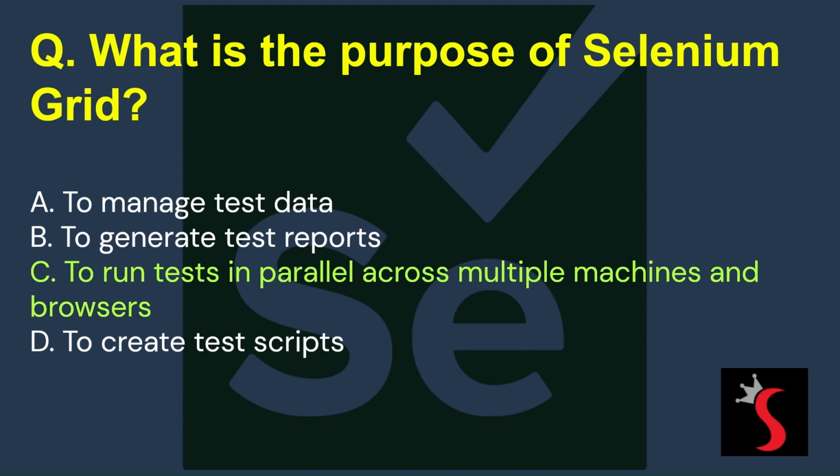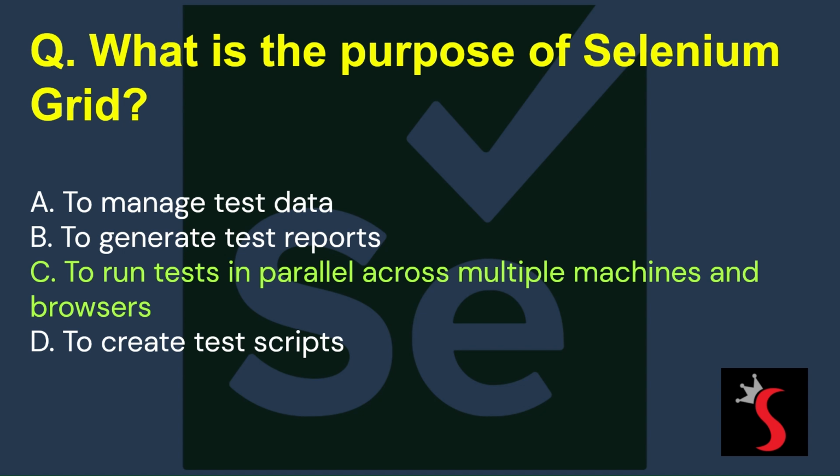And correct answer is option C. To run tests in parallel across multiple machines and browsers. The purpose of Selenium Grid is to run automated tests in parallel across multiple machines and browsers. Selenium Grid allows you to run tests on multiple machines at the same time.